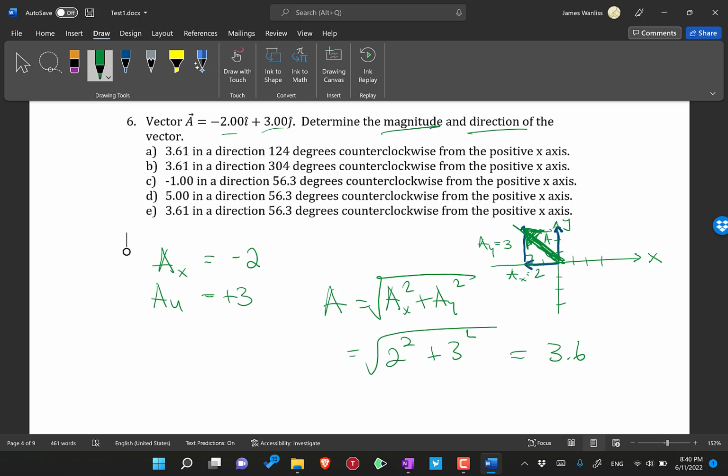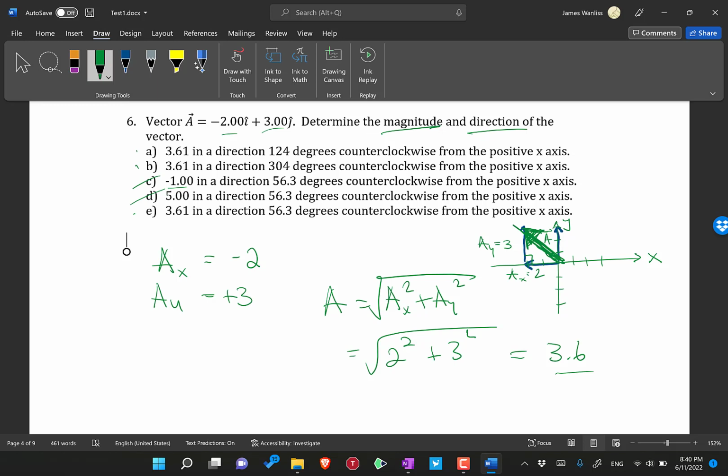So now let's look at the answers. Let's just see if we can eliminate something. It's not C, because that's a magnitude of minus 1, which doesn't make any sense. Right, you can't have negative magnitudes. And 5, and the 3.6 makes sense. So it's either A or B or E.